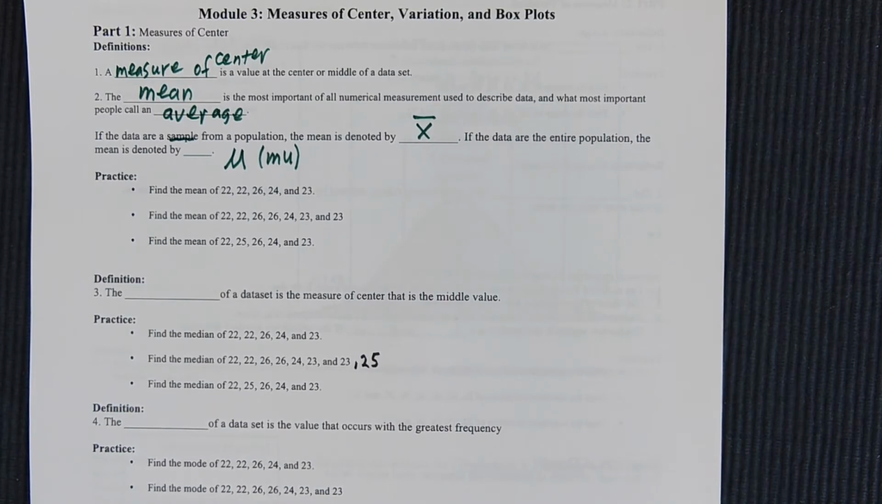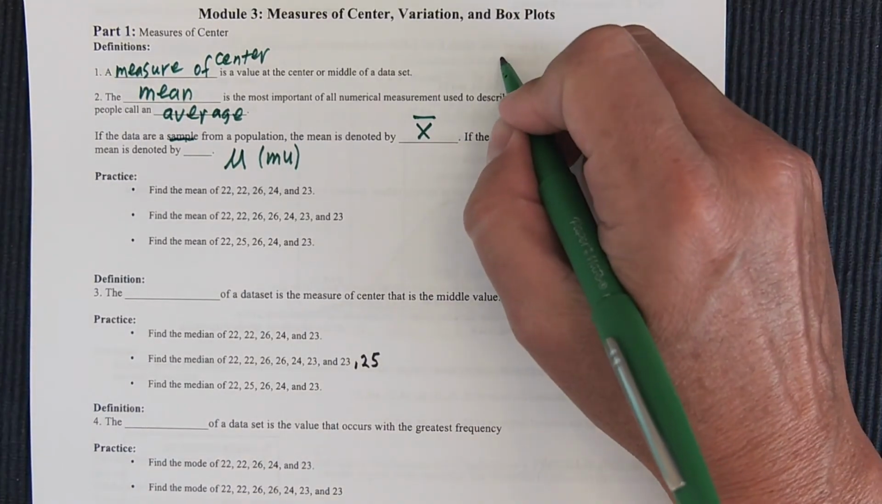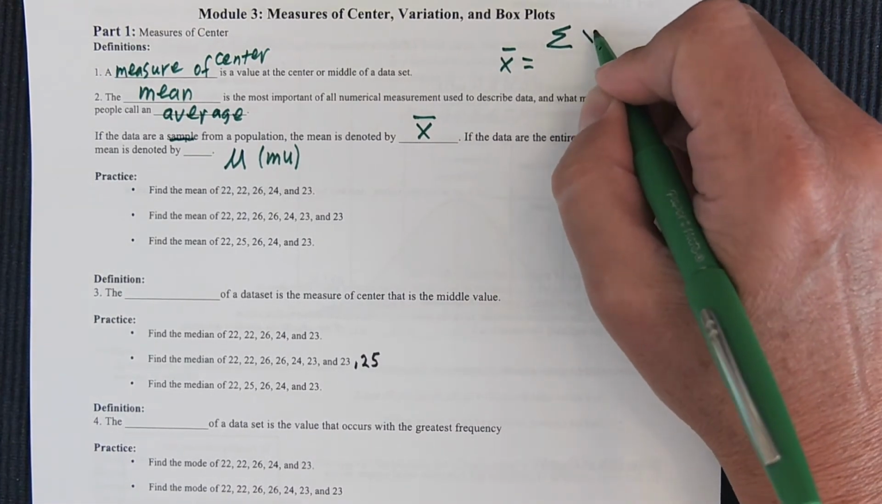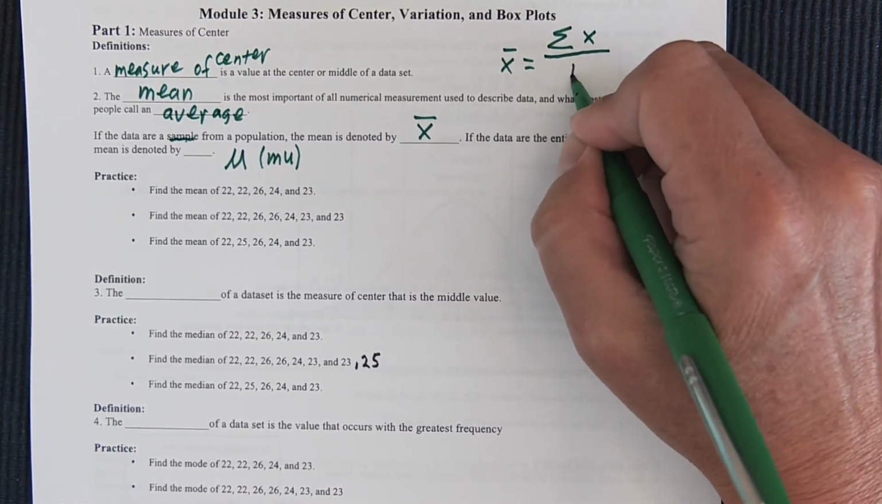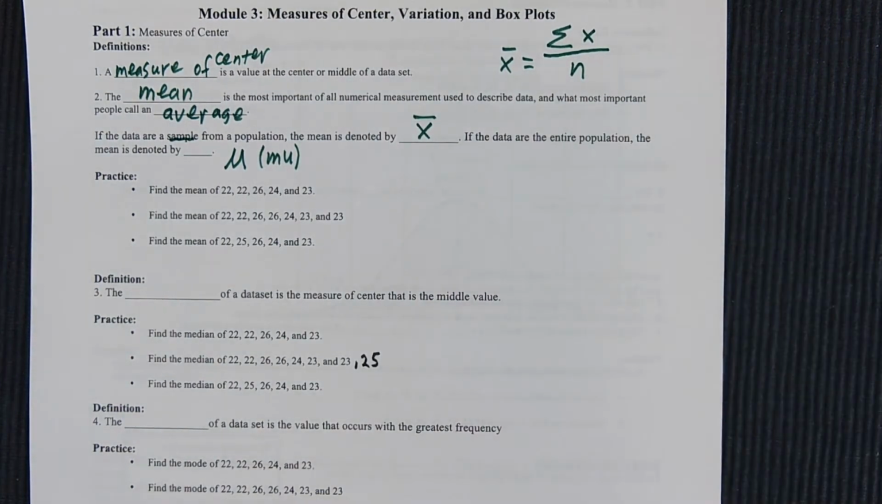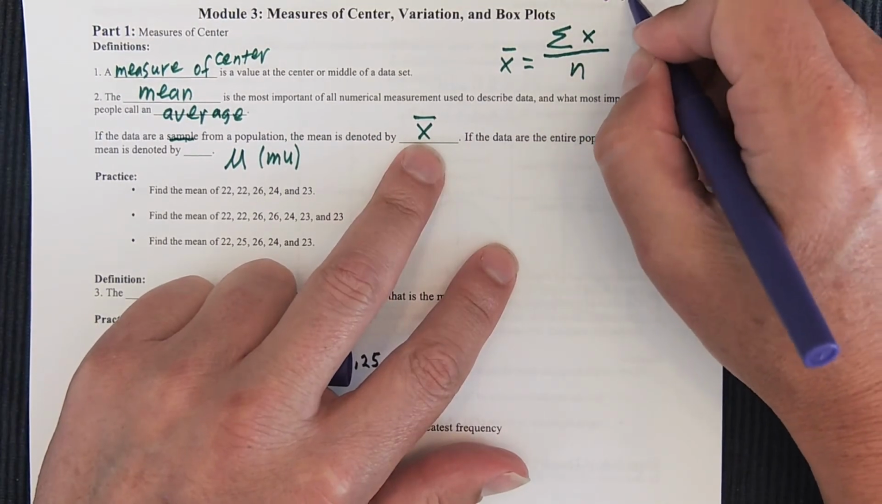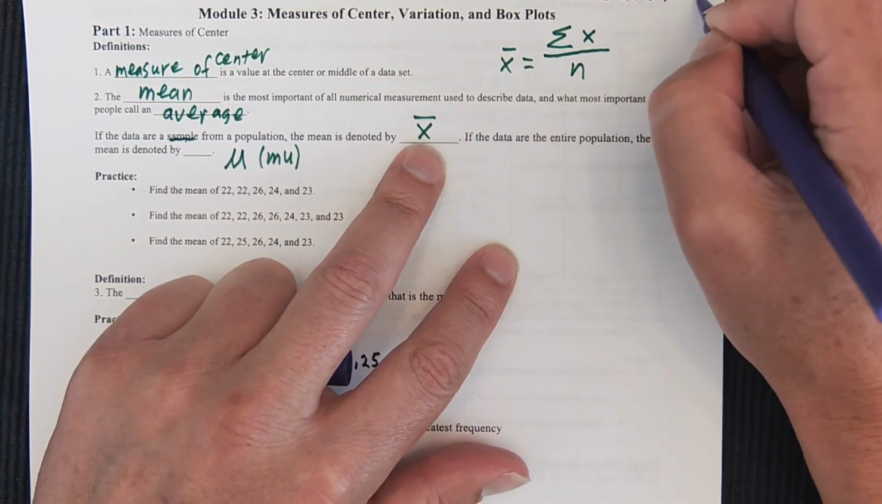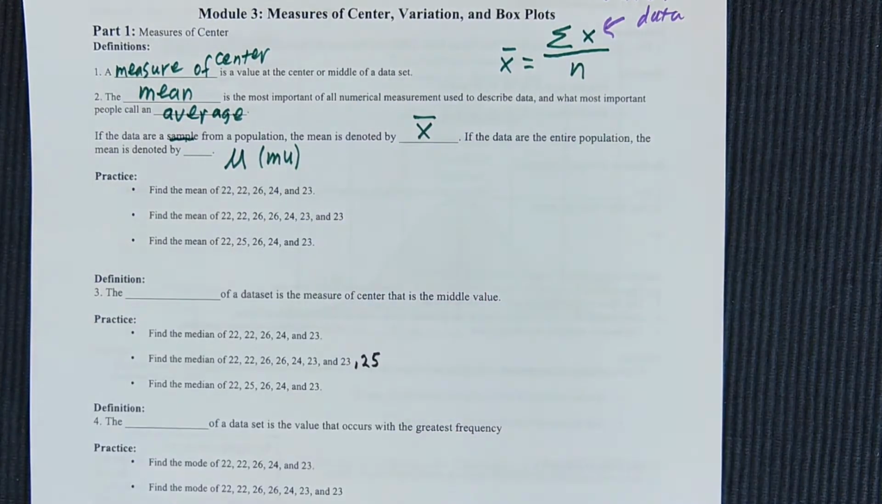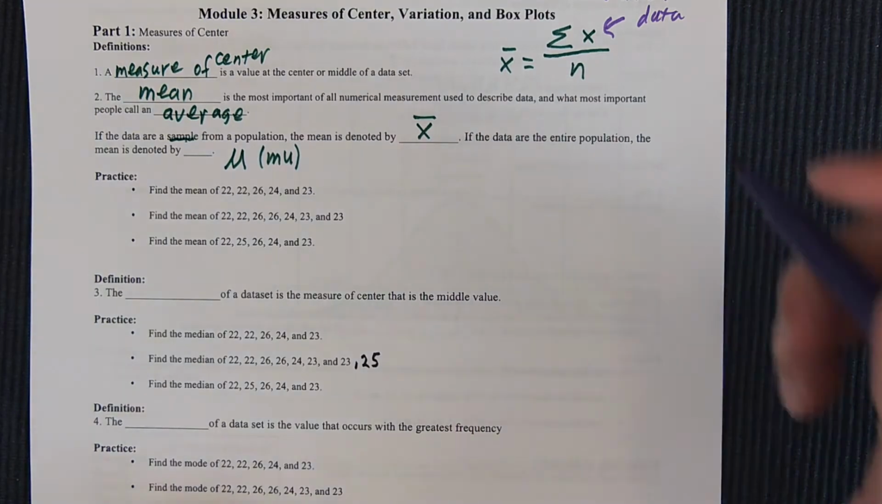And we're going to go ahead and practice. This is for the mean. The way we find the mean, x bar, in general, we're going to learn a new notation here. This is the sum of the data. This is a Greek capital letter sigma. It means add up all of the data. n is the number of data.